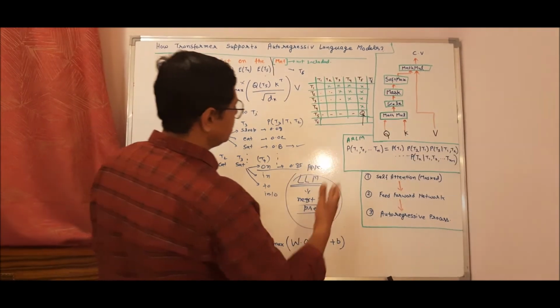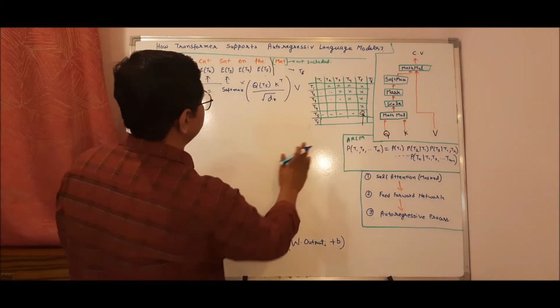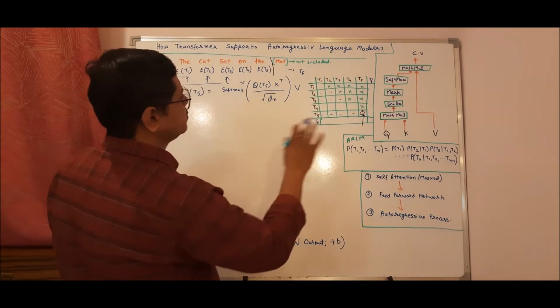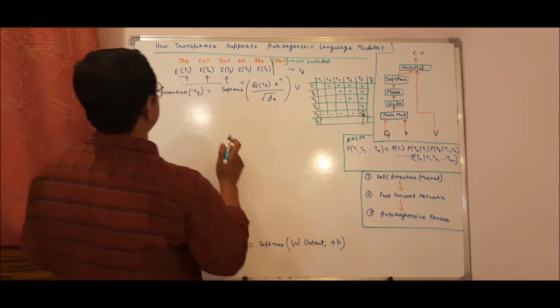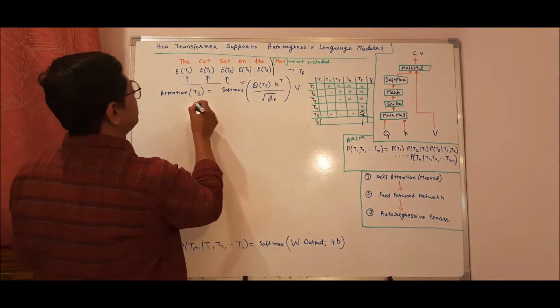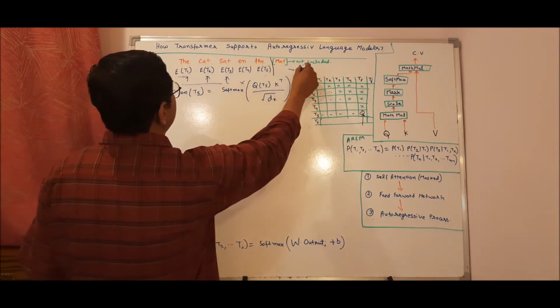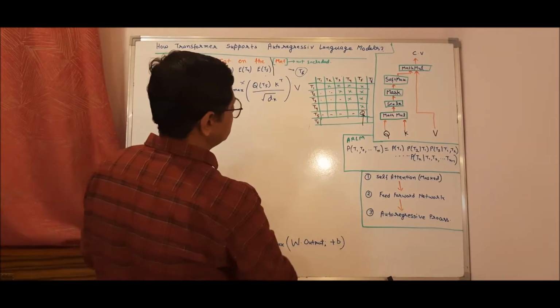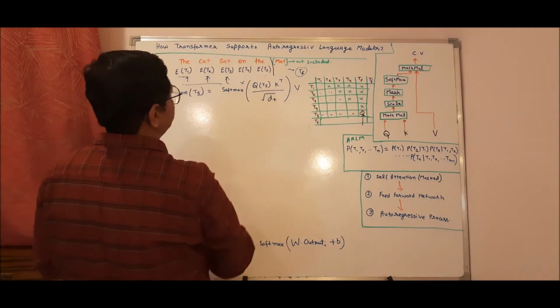So let us go into more detail, into more depth. Suppose we have to predict the token T6 through the autoregressive language model process, and we know the tokens till T5.